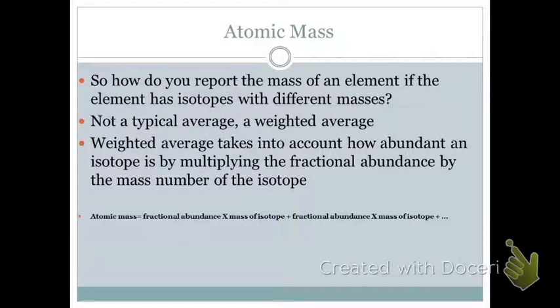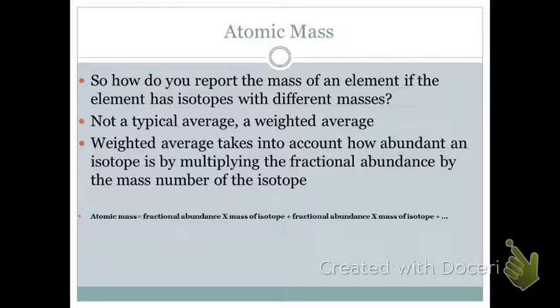Last topic is atomic mass. How do you report the mass of an element if every single one of its isotopes has a different mass? This was a conundrum for scientists. Well, they came up with something such as a weighted average. A weighted average is not your typical average.